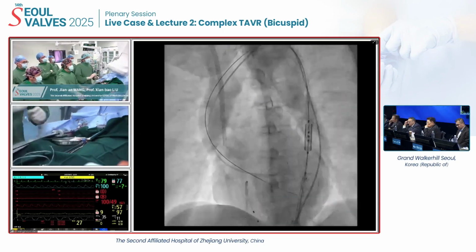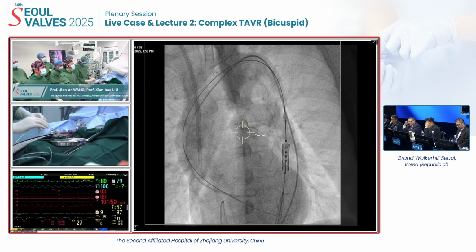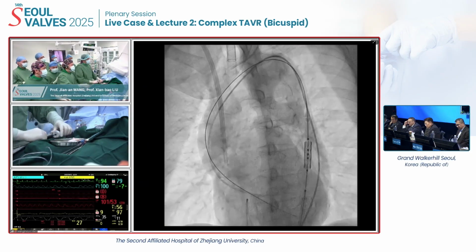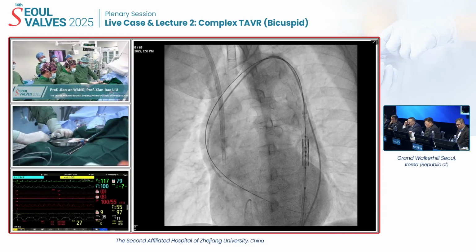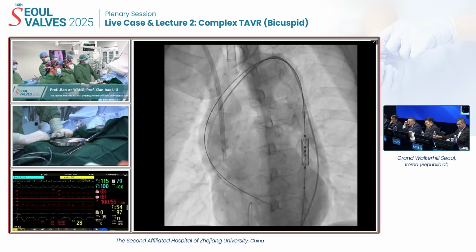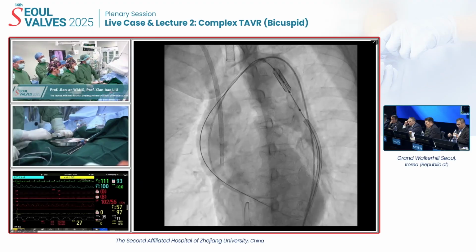It's different from the Sapien. With the Sapien, we load it before we put the device in. Actually, this one is already loaded. You can see that? Yeah, it makes it simpler, even simpler.